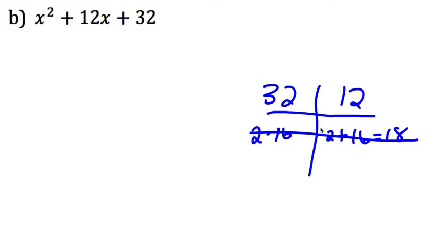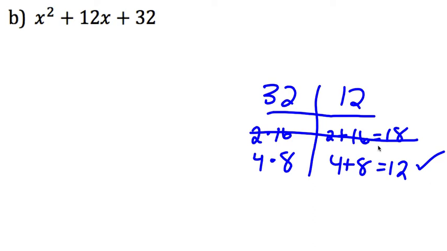So we go to 3. 3 doesn't go into 32, so how about 4? 4 times 8, right? If you know your factors. If not, you just do 32 divided by 4, you get 8. So 4 times 8 is 32, and 4 plus 8 gives me 12. So I found my answer. Well, they're the correct factors.